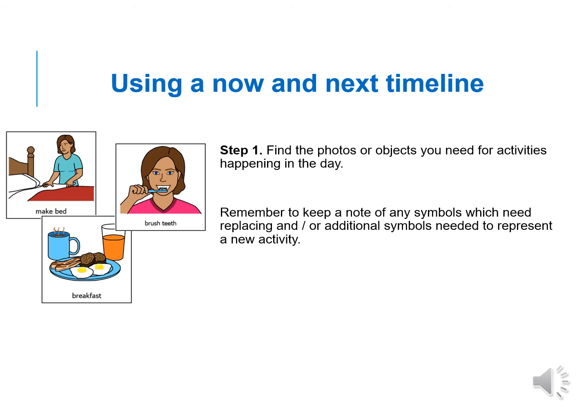Using a now and next timeline. Now we'll look at the steps that you need to do each time you use the timeline. The first step is to find the photos or the objects you need for the activities happening during the day. Remember to keep a note of any symbols or objects which need replacing, and if you need any new symbols to represent different or new activities happening.